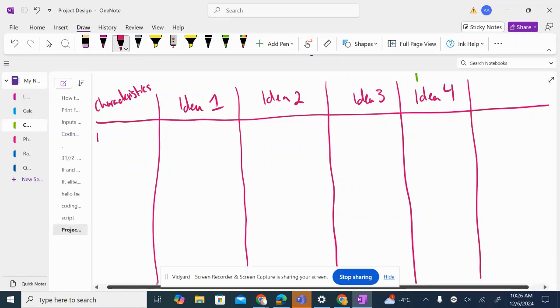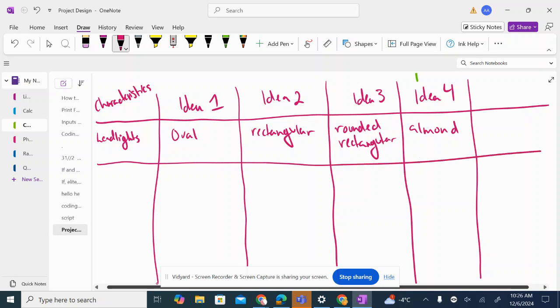Right? So we could say headlights. We could have oval, rectangular, rounded, rectangular, and almond, for example. Okay? And sometimes I just want to note, sometimes we'll only have 2 options, but that's okay. Go through and just add every single option you can think of for every single characteristic.